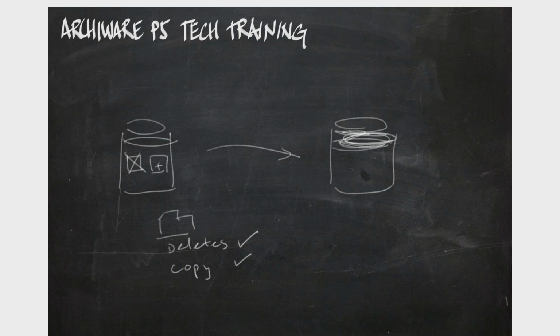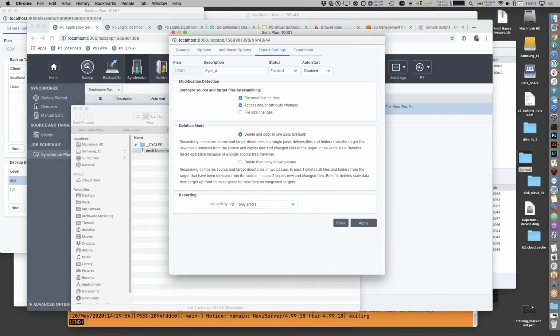So there is a mode within the archive plan, the synchronize plan, that you can enable that, instead of doing everything in one pass, traverses all the folders twice. The first time through does all the deletes up front so that it creates the maximum amount of free space that it can. And then in the second pass, it does all the copies.